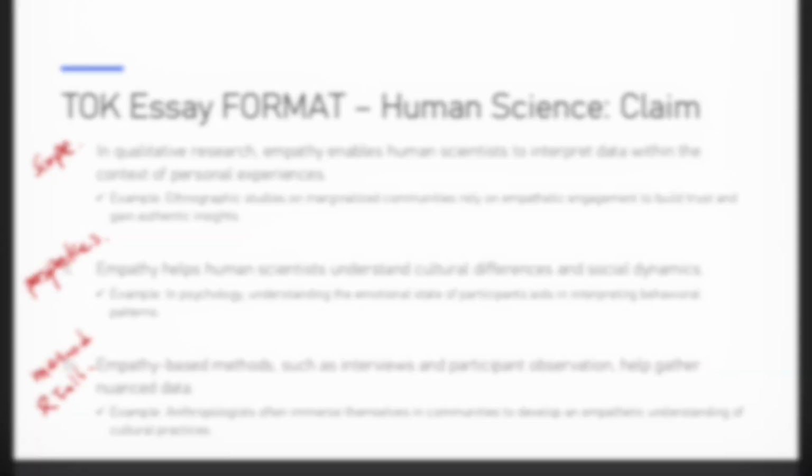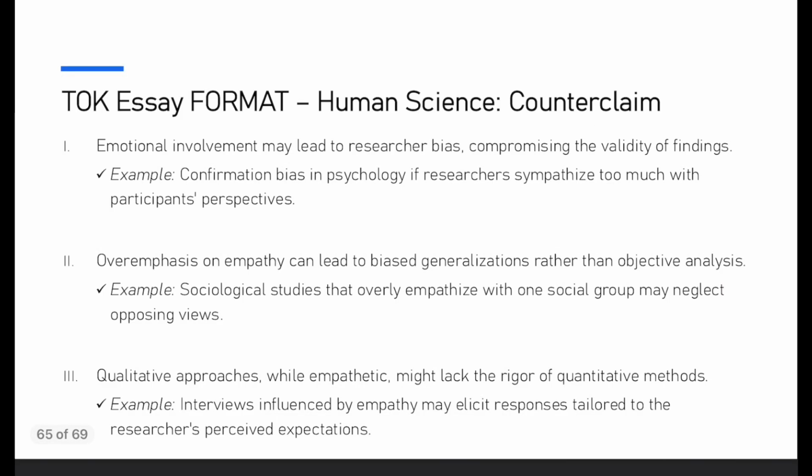Okay. Then let's talk about the counterclaim. With the scope, my statement will be that emotional involvement may lead to researcher bias, compromising the validity of the findings. Then I'm going to find examples in cases such as confirmation bias in psychology, if researchers sympathize too much with the participants' perspectives.